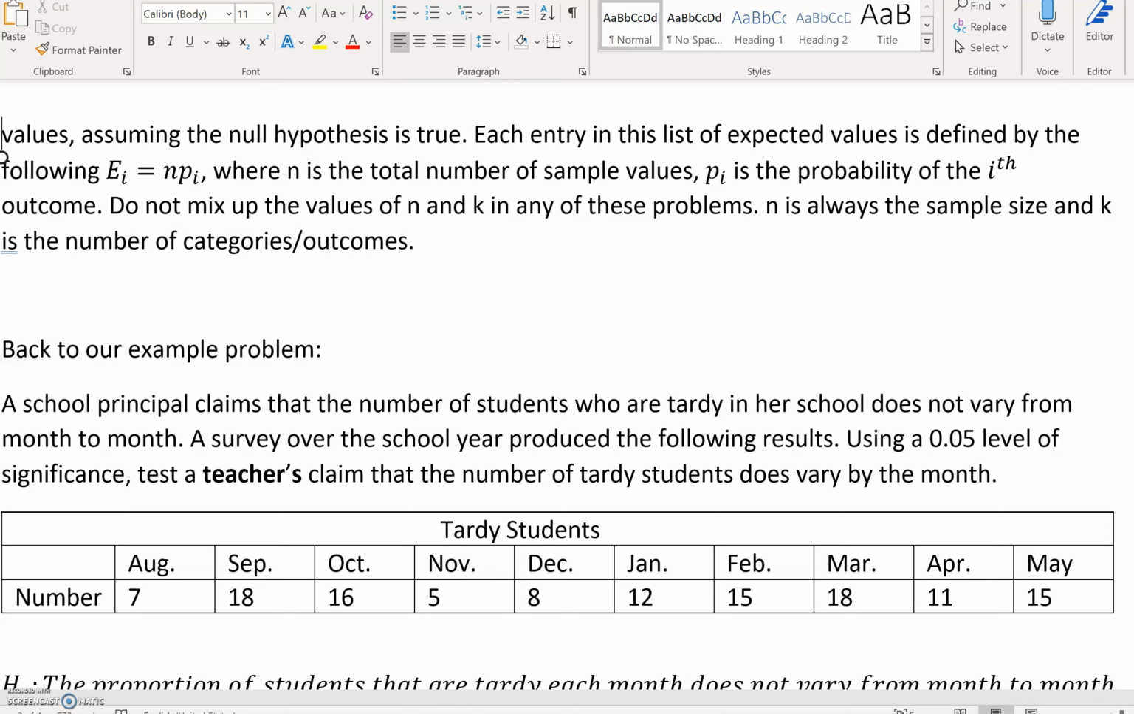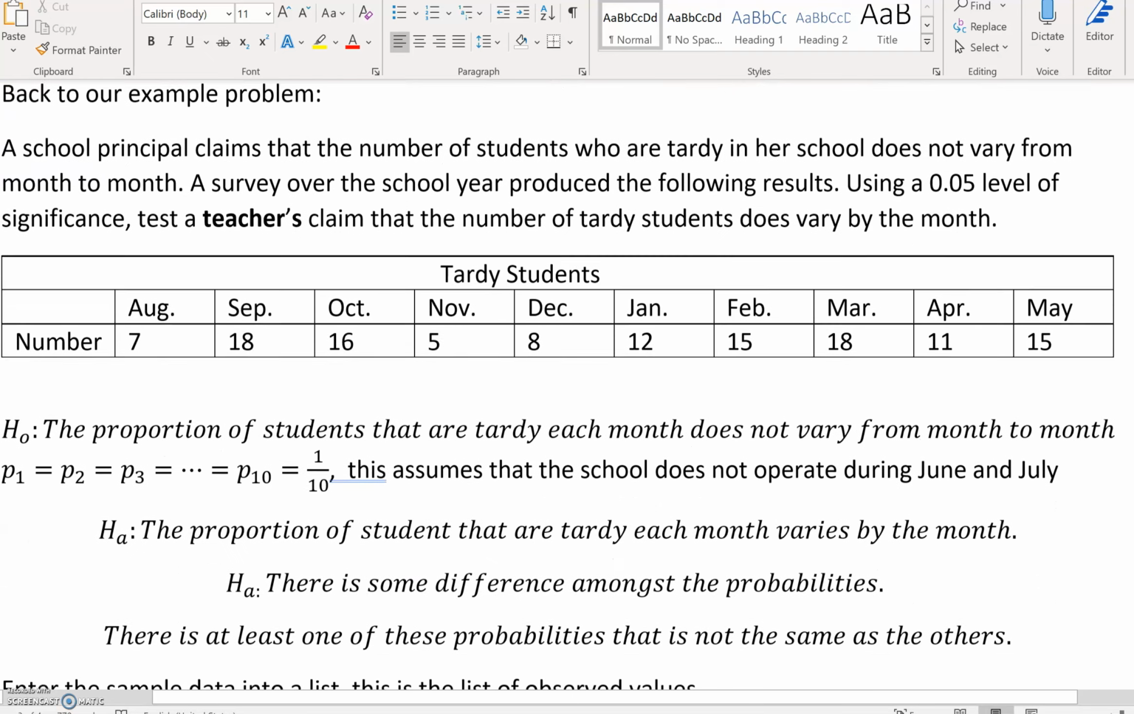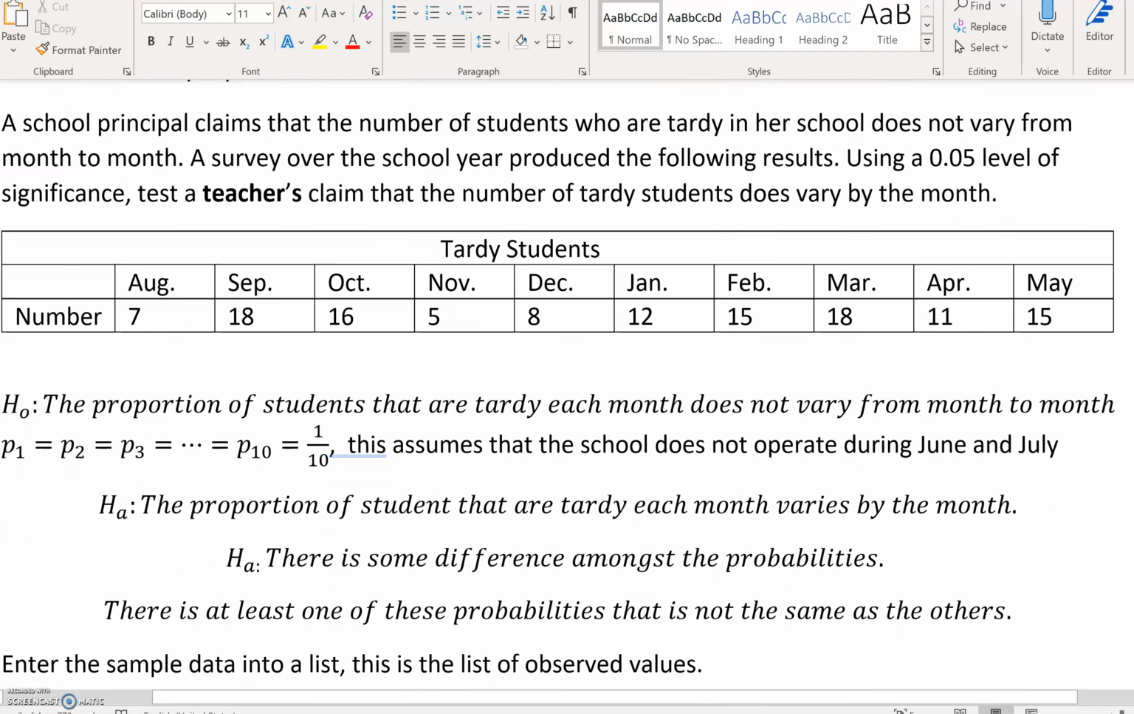So let's go back to our problem. I'm going to reread it from the beginning. A school principal claims that the number of students who are tardy in her school does not vary from month to month. A survey over the school year produced the following results. Using a 0.05 level of significance, test a teacher's claim that the number of tardy students does in fact vary by the month.